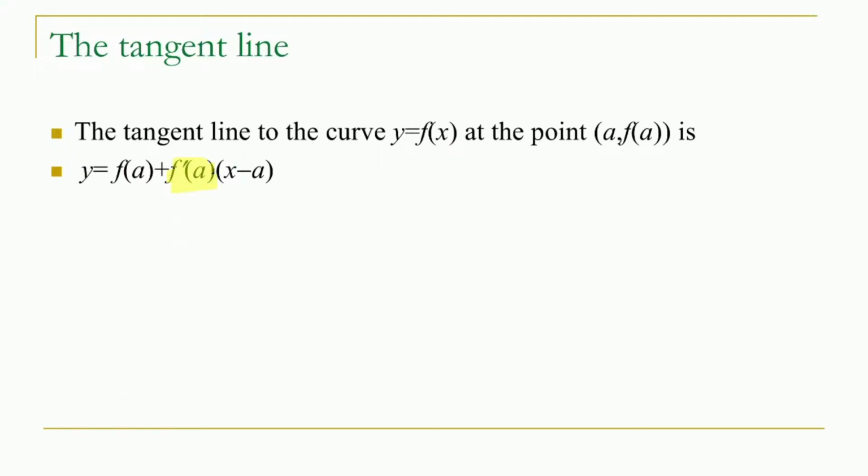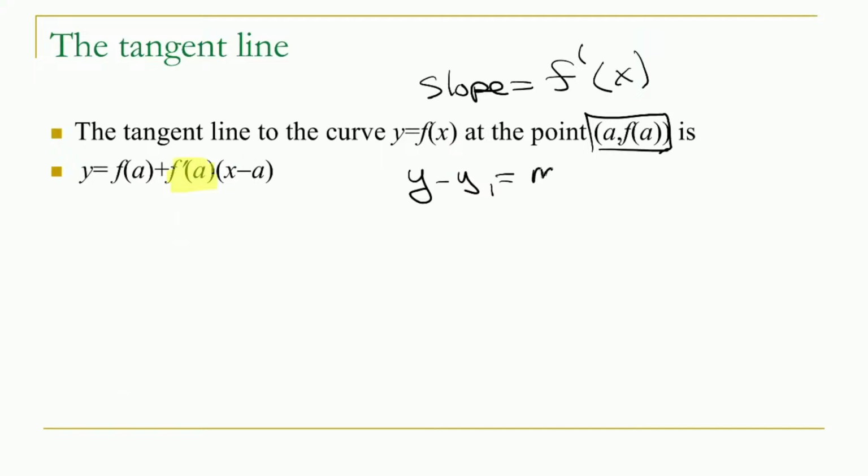So maybe I should write that down over here. Slope is equal to f prime of x, and I want the slope at this point. So that's why it's f prime of a. And then the rest of this, you might say, well, wait a minute. How do I know that that's the correct tangent line? Well, I used the point-slope formula. y minus y1 is equal to m times (x minus x1).